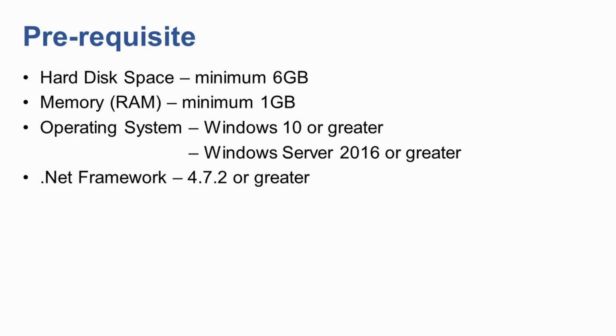Before I begin, I just wanted to let you know some of the prerequisites of installing SQL Server 2019. First of all, you need to have a minimum hard disk space of 6 GB or greater. Your RAM size needs to have a minimum of 1 GB available. You can only install SQL Server 2019 on Windows 10 or greater, or if you're installing it on a server, then it needs to be Windows Server 2016 or greater. At the same time, you need to ensure that you have your minimum .NET framework installed. I would suggest having version 4.7.2 or greater.